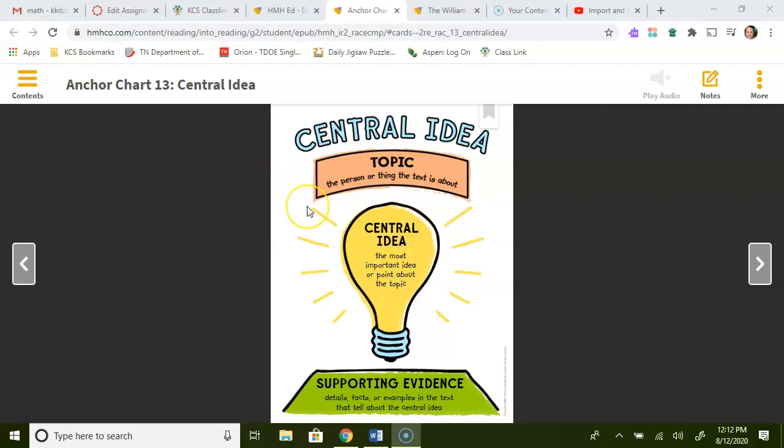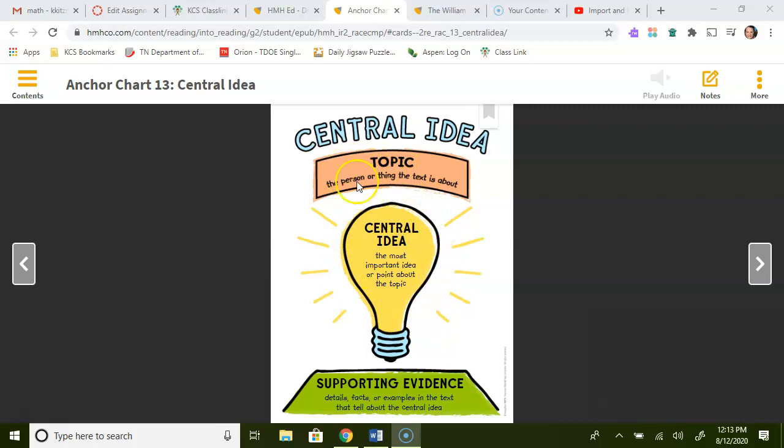And the central idea is what the author wants you as a reader to understand about this topic, the person or thing. You can figure out the central idea of a text by looking for clues, such as details, facts, or examples. We would call this supporting evidence. That would come from the text that you read. These clues are called supporting evidence because they support the central idea.